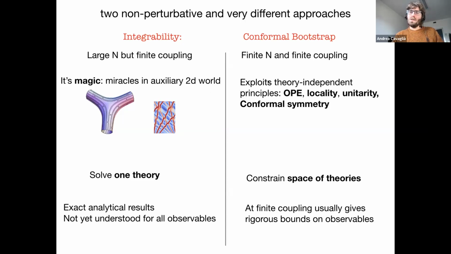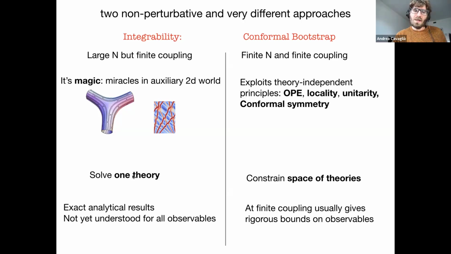Instead, the conformal bootstrap is based on theory-independent general principles like the ones that Vasco already described: conformal symmetry, the OPE, locality, and unitarity. Except for the existence of conformal symmetry, these principles are not easily visible in the integrability approach. In particular, you don't see the locality of the four-dimensional theory or the existence of an OPE. That's why they're based on different assumptions, and combining them can be very powerful.